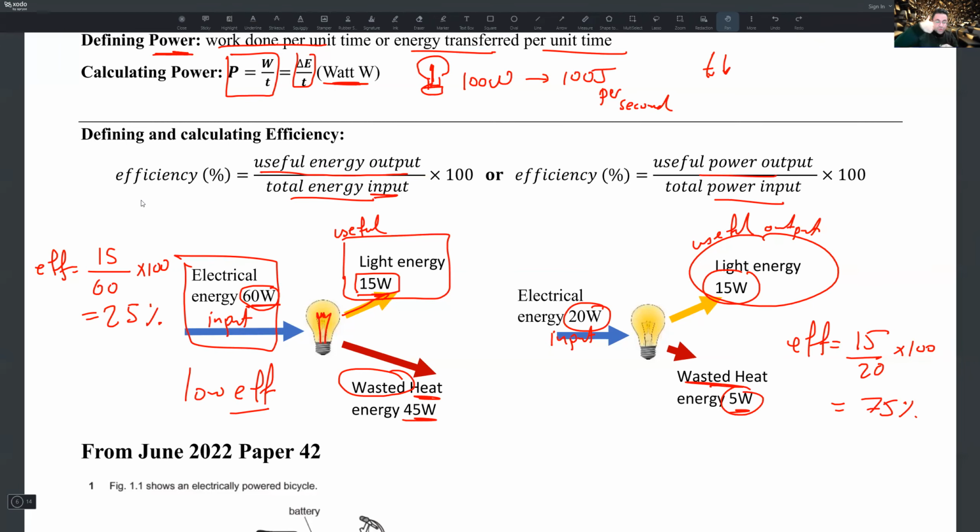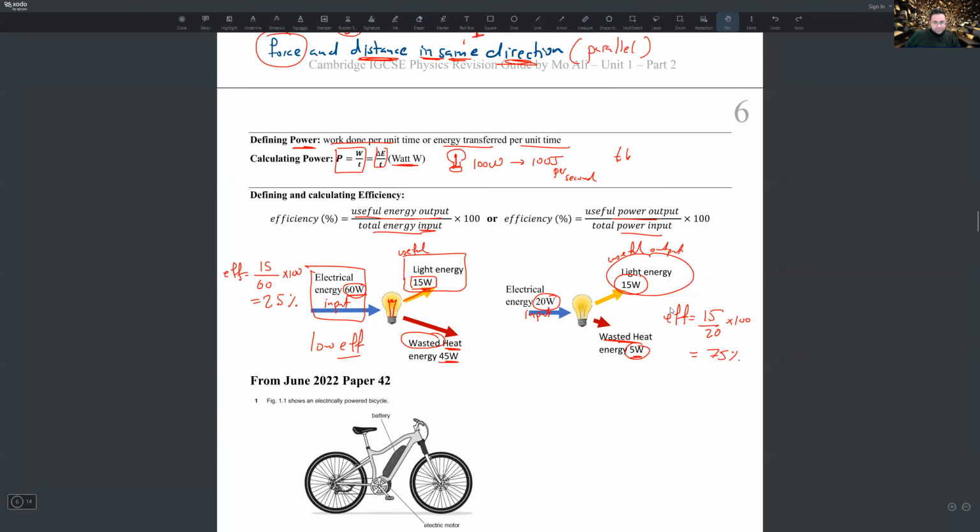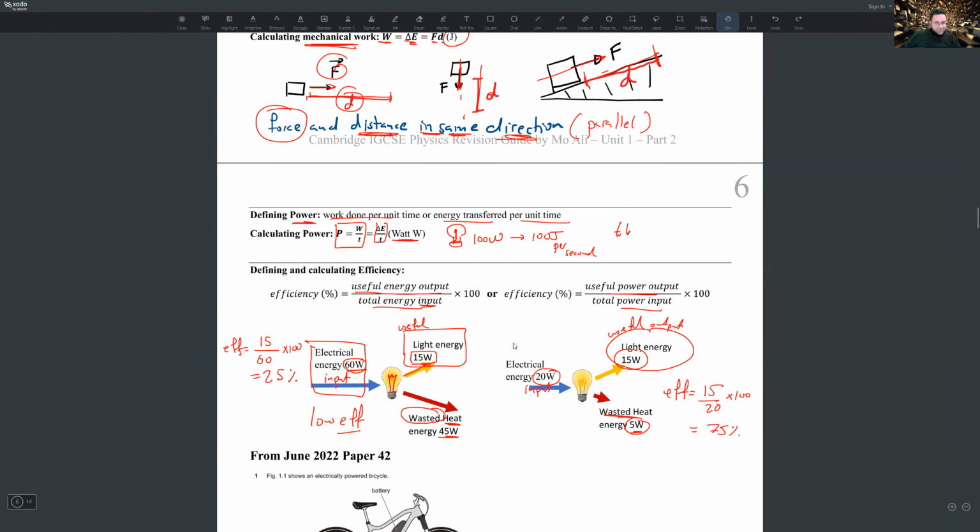75% of the energy is usefully transferred. استفدت منها. And 25 is wasted. راحت على الفاضي في الهواء ملهاش لازمة. اوكي؟ بس that's it. دي الافشنسي.